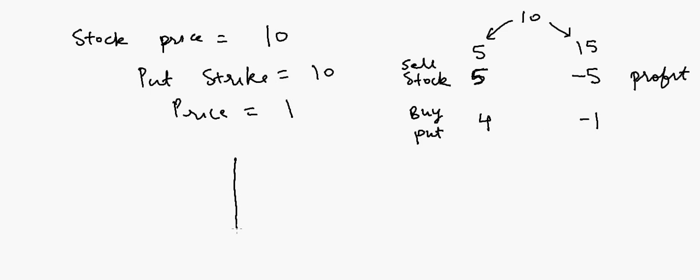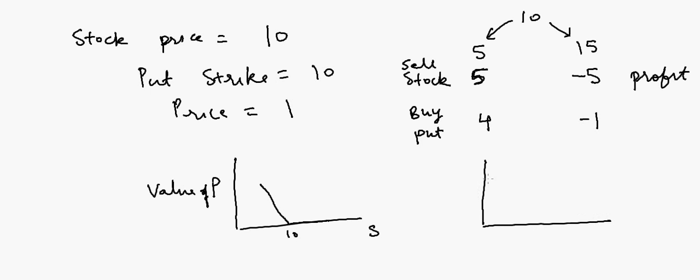So again, if you try to plot a graph for it, this is the value of the put, and this is the stock price. So this is how it will look, and this is our $10. But if we try to draw the profit, this is how it will look, and this will be $9, and this should be equal to $1, and this is the stock price. So this is how the put works.